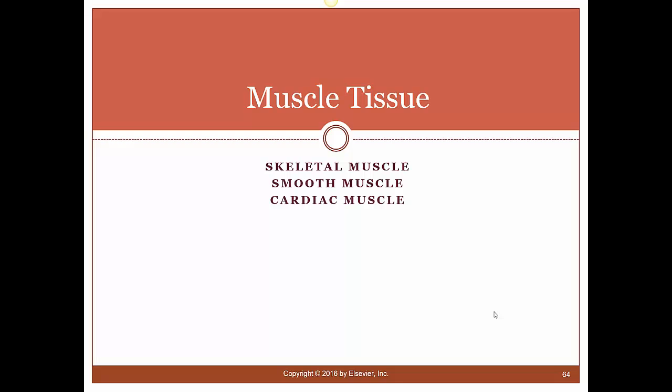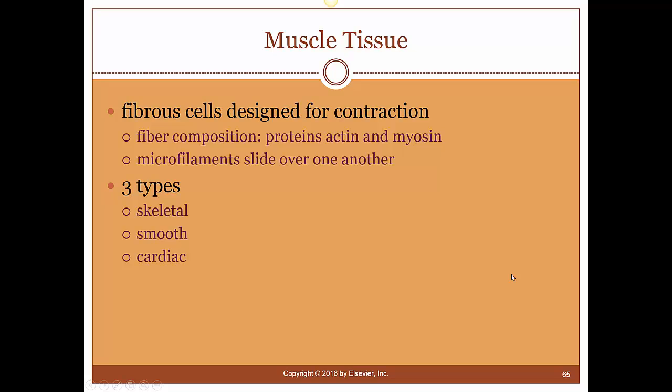So now we're going to talk about muscle tissue. And so we have skeletal muscle, smooth muscle, and cardiac muscle. Key thing with muscle is it's all going to be about movement and motion. And so these are cells that actually have fibers in them called actin fibers and myosin. And these are both proteins in there.